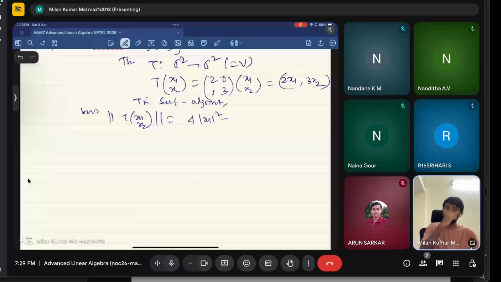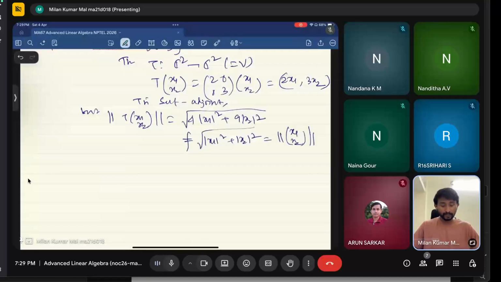That is not necessarily true. You can choose x1 = 1 and x2 = 0 and check. Then the first one will be 2 and the second one will be 1, so they are not equal. That means the norm preserving property is not there.